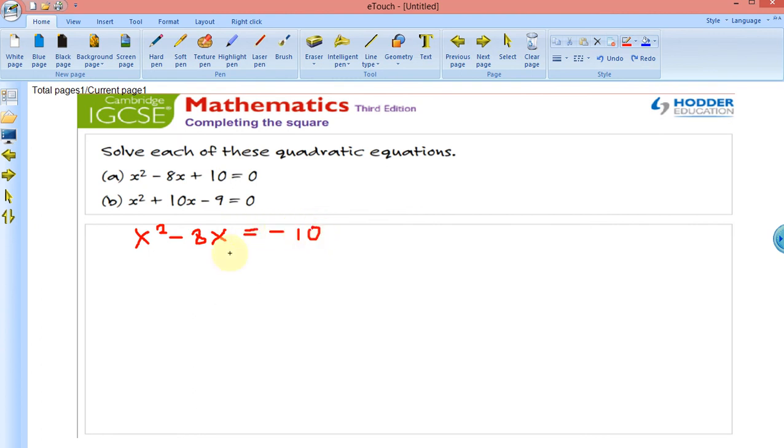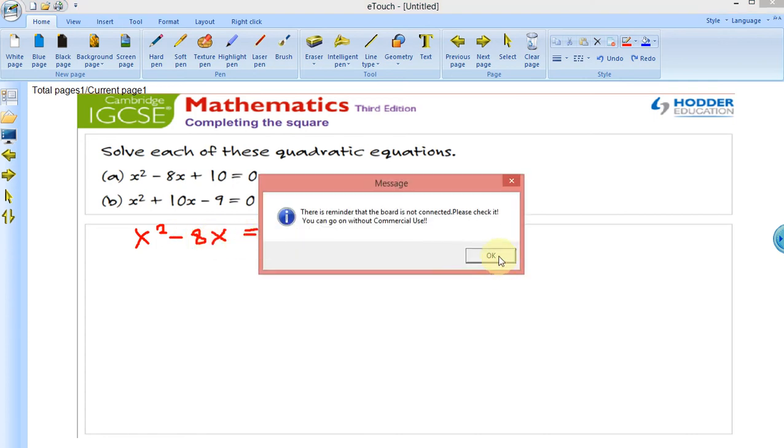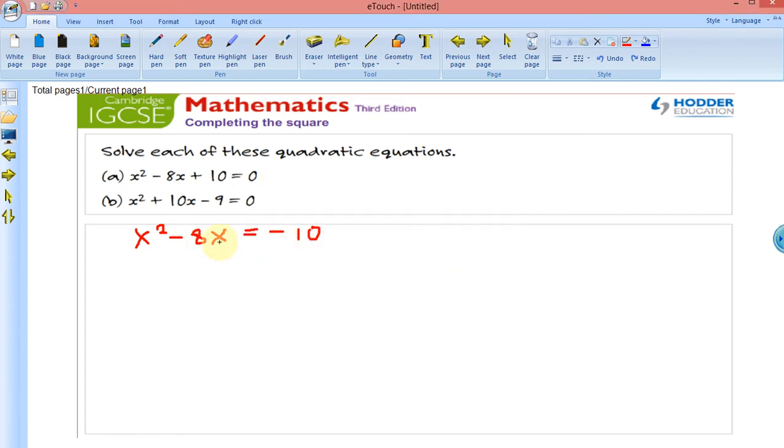Then the second step is to take half of the coefficient of x. The coefficient of x is minus 8, so half of minus 8 is minus 4. So then I have (x minus 4), open the bracket and close here, equals, on the right hand side I have minus 10 already there.